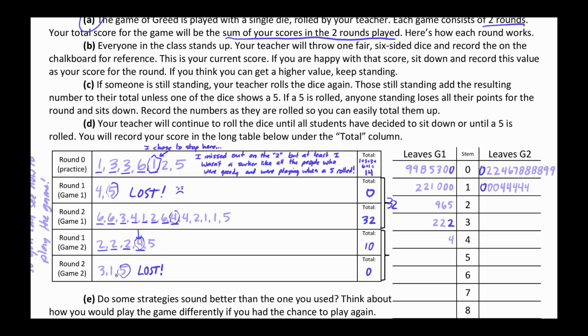Then, in the second game, it went 3, 1, 5. I happened to stick around for the 5, and so I lost, meaning my total was 0. If I add those up, that's 10. I need to put that up here in my second round, so 1 with a 0 would be 10. After you play, you should graph your 2 scores over here on the first round and the second round. Everybody in the class should be putting their number up here on the stem and leaf plot. If you counted these up, I believe there would be 20 different students who played and had different scores for the first game and then different scores for the second game.